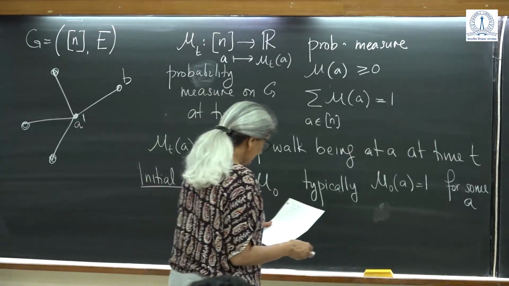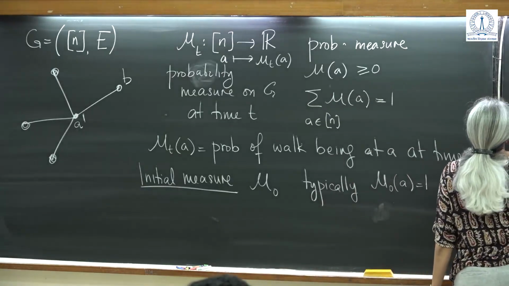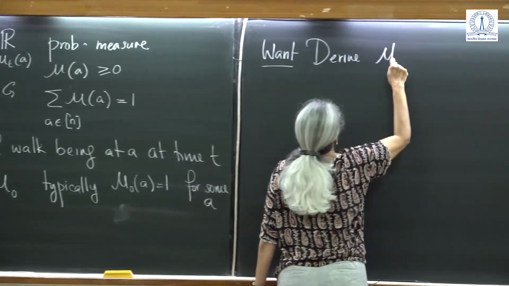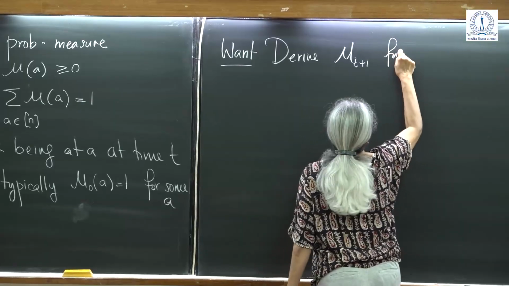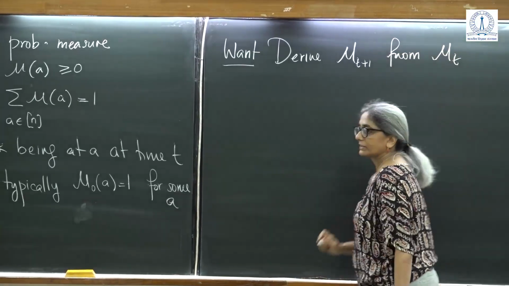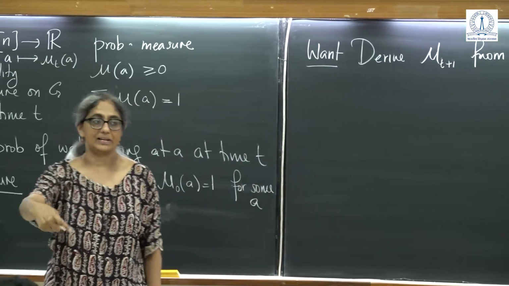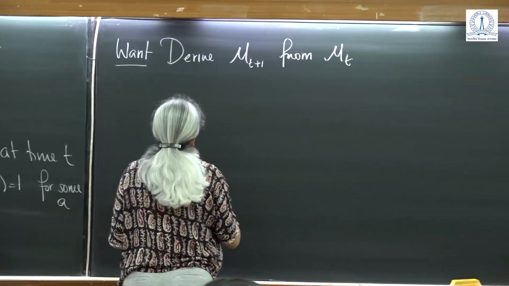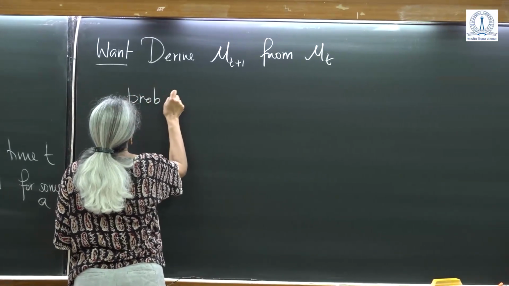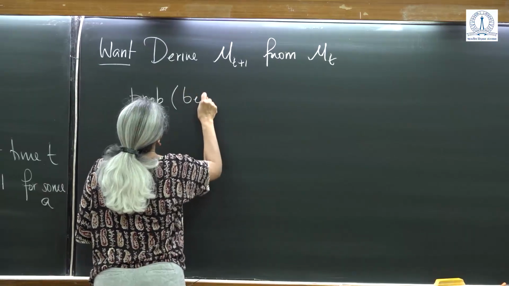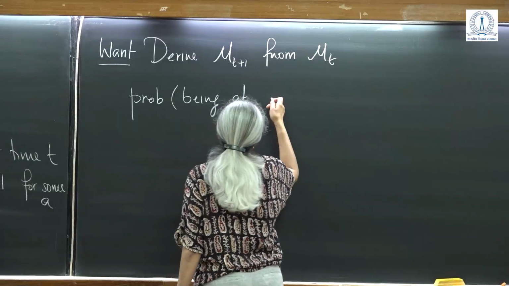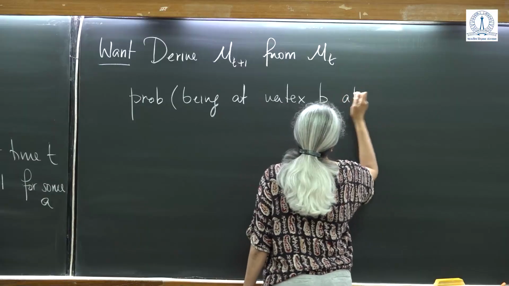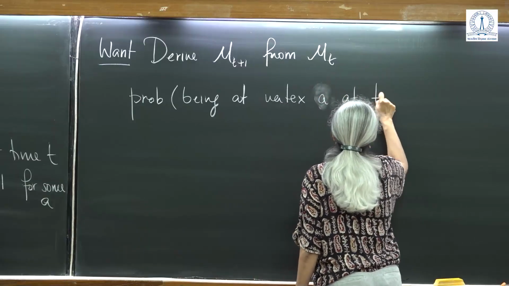All right, so how do we do this? Here's our goal: we want to derive mu t plus 1 from mu t. Suppose I know the measure at time t, I'd like to know what will be the measure in the next time step. So let's do the calculation. What is the probability of being at some vertex, say at vertex A again, at time t?